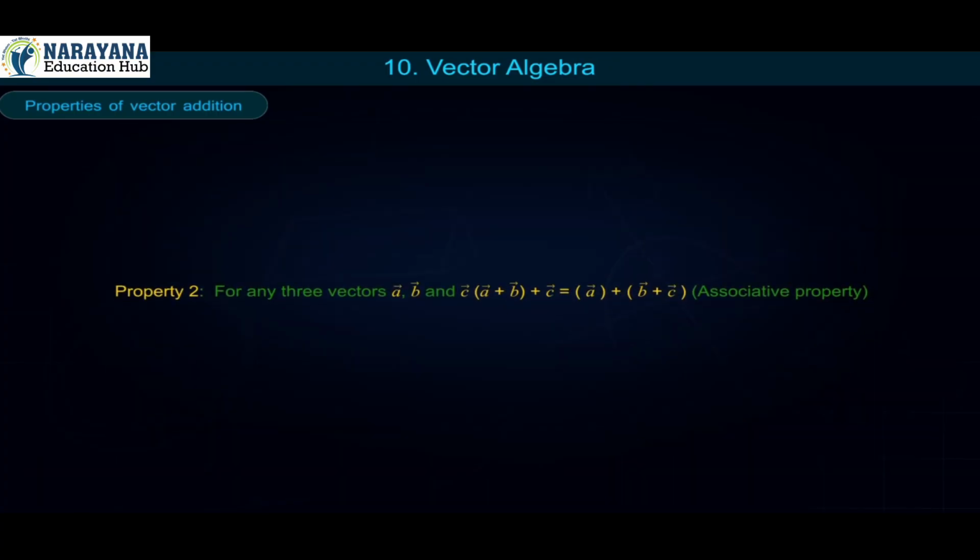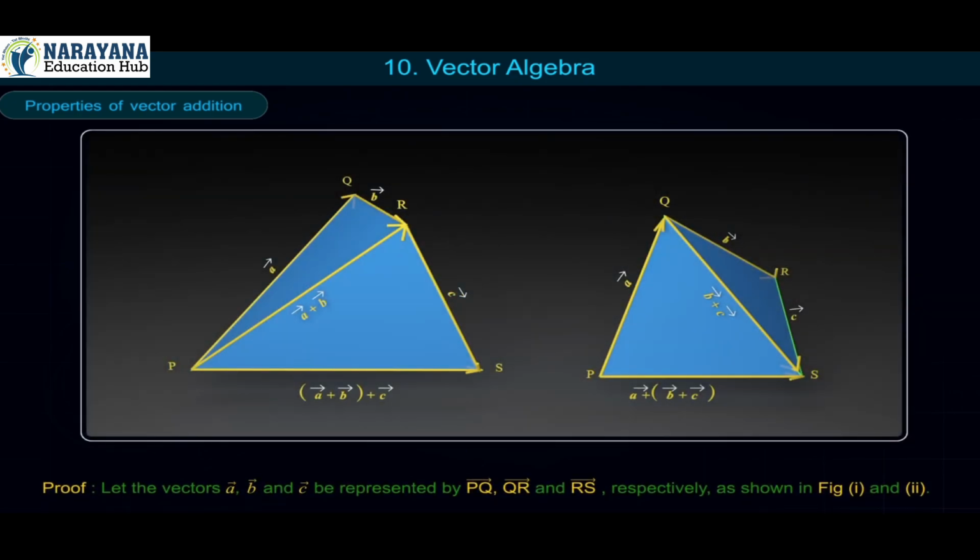Property 2. For any three vectors a, b and c, (a + b) + c = a + (b + c), which is the associative property. Proof. Let the vectors a, b and c be represented by vector PQ, vector QR and vector RS respectively, as shown in figures 1 and 2.